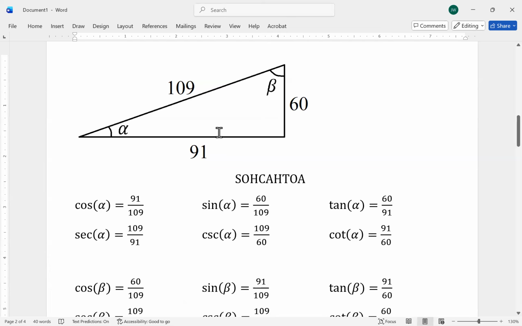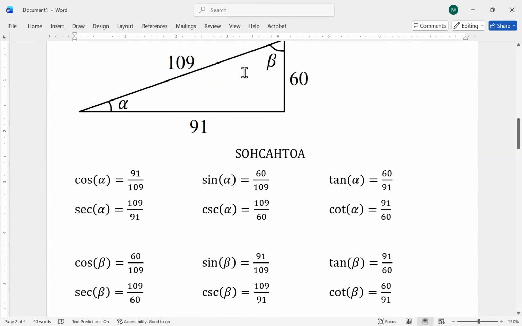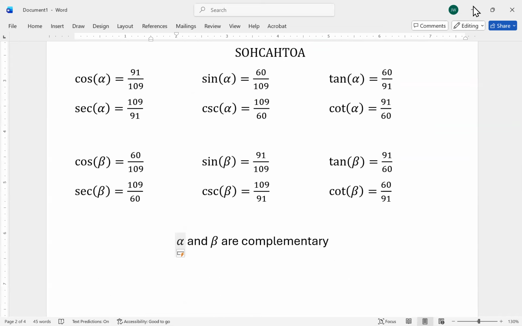The other thing I wanted to point out is that since alpha and beta are the other 2 angles in this right triangle, they would have to add up to 90 degrees. So they are complementary angles. So alpha and beta are complementary angles. They add up to 90 degrees. And I want you to notice that the cosine of alpha was the same as the sine of beta.